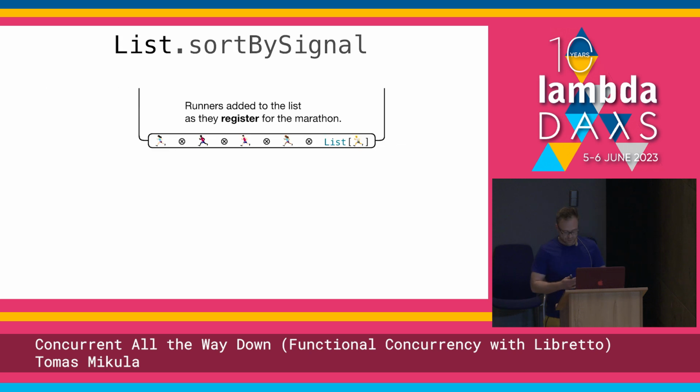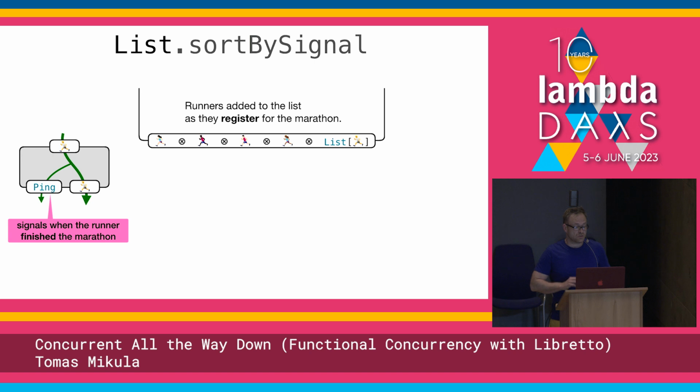All right, let's use that racing for something. Here we have runners that are registering for a marathon, and as they register, they appear in a list. In this case, 4 runners have already registered, and there might be more coming. Remember, a list is a live data structure that evolves over time. Each runner will emit a notification when they complete the marathon.